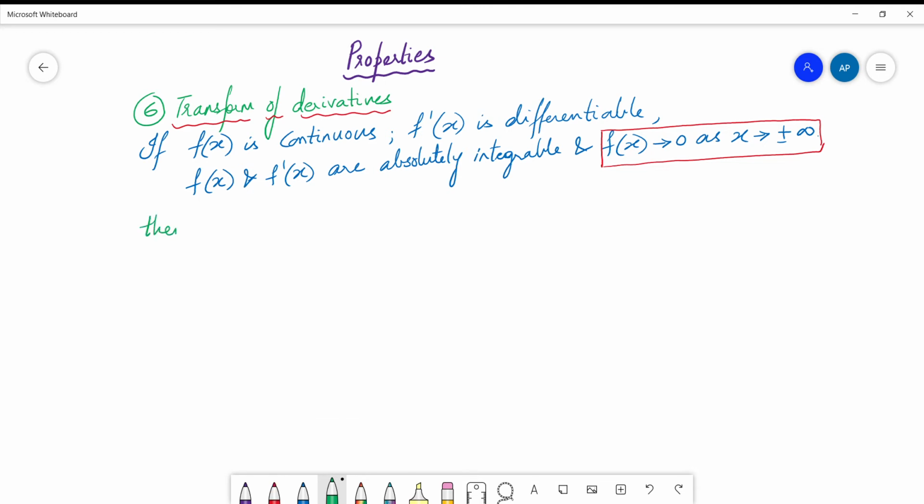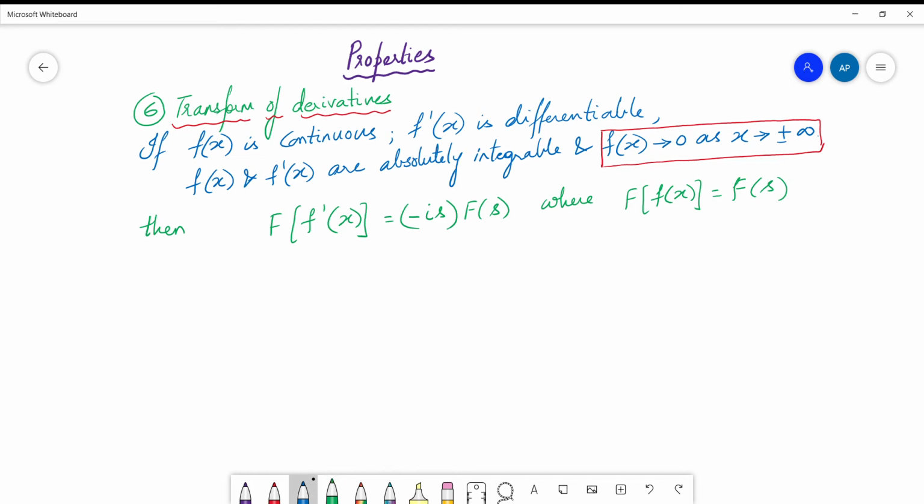Then the Fourier transform of the first derivative is given by minus is into F of s, where F of s is nothing but the Fourier transform of f of x. So this is the condition. We shall first derive it for the first derivative and then generalize it for the nth derivative. That's how we take this property forward.